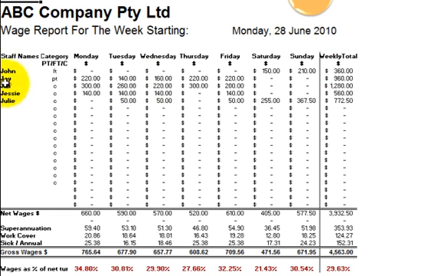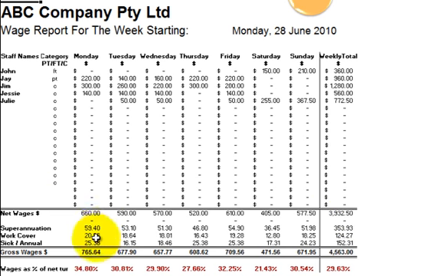So if we look at Jay over here, we can see he's permanent part-time. His net wages on Monday were $220, $140 on Tuesday, $160 on Wednesday, $220 on Thursday, $220 Friday, and a total of $960 net paid to him for the week. If we go to the bottom of Monday, we can see our total net wages, and we can see our total net wages for the week at the end here.